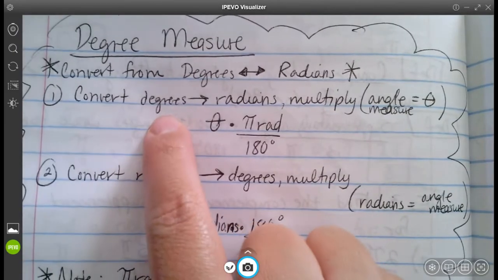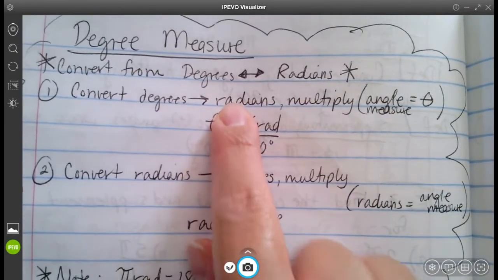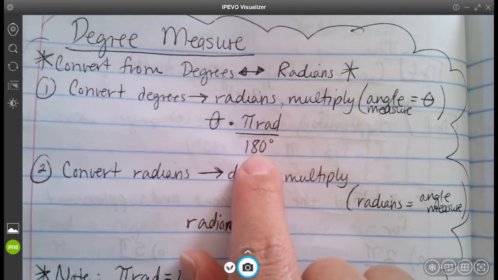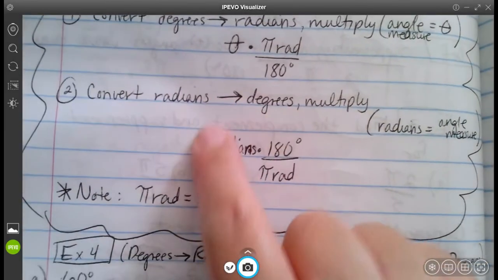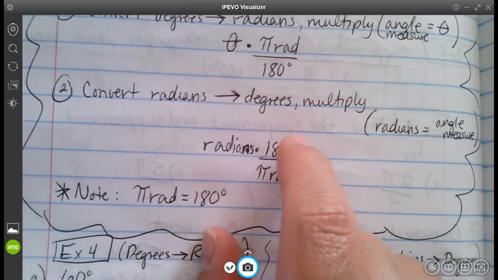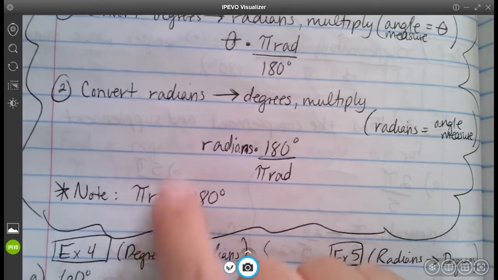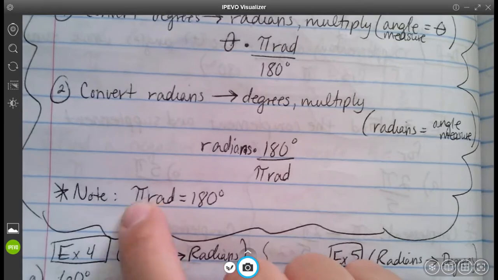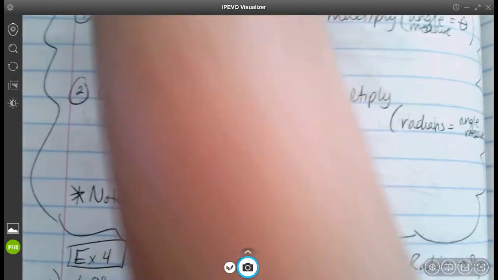To convert from degrees to radians, you're going to multiply the angle times pi radians over 180. To go backwards, from radians to degrees, you take the radian measure, whatever the pi is, times 180 over pi radians. Please note that pi radians is 180. In other words, half of the circle is equal to pi, because the full circle is 2 pi r.